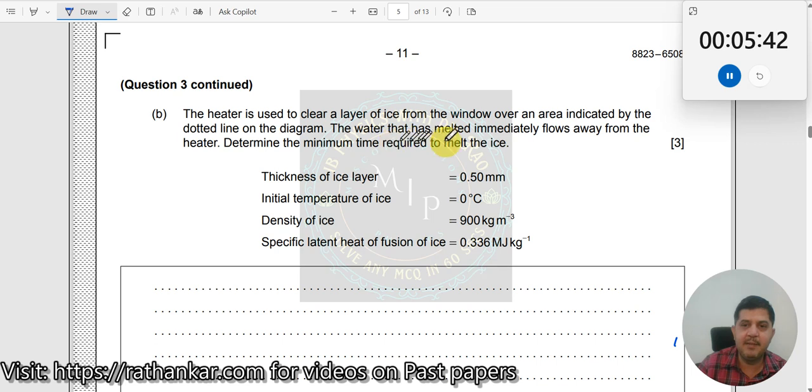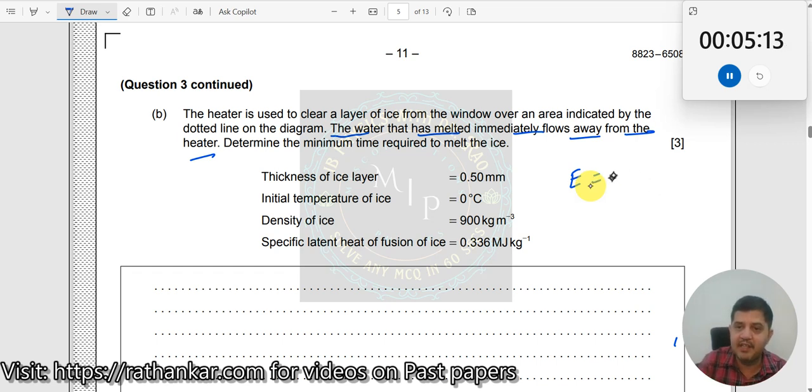The water has melted immediately. Water that has melted immediately flows away from the heater. Determine the minimum time required to melt ice. So what does this statement tell you? The water that has melted immediately flows away from the heater, which means that whatever heat you are providing is useful only in converting the ice to water. It does not raise the temperature of water. That's what it tells you. So the energy that you have provided should be useful to melt the ice.